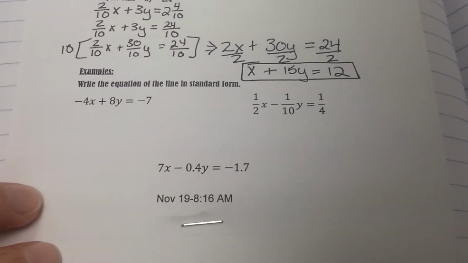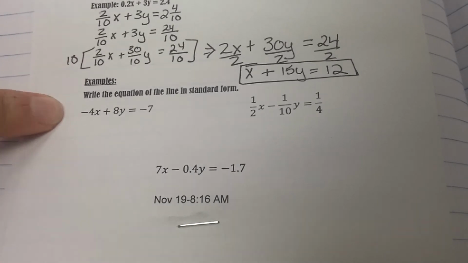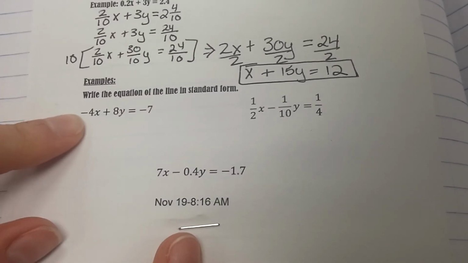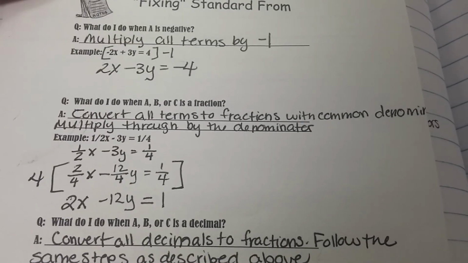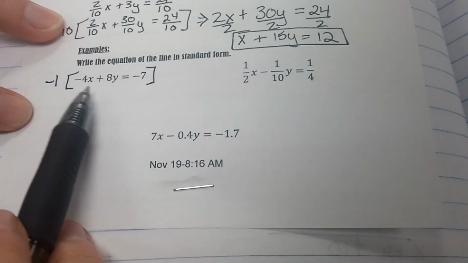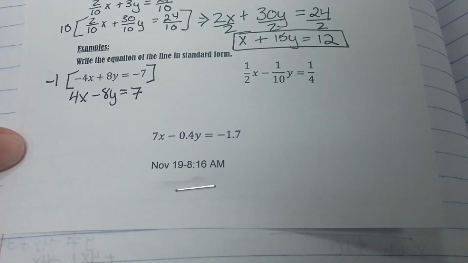All right, example. Write the equation of the line in standard form. So I have negative 4x plus 8y equals negative 7. Problem right now is that I have a negative a. So I can go back up here, refer to my notes. What do I do if I have a negative a? I multiply all terms by negative 1. So I'm going to take this to standard form by multiplying through by a negative 1. Negative 1 times negative 4x is 4x. Negative 1 times positive 8y is a minus 8y. And negative 1 times negative 7 is positive 7. It's a pretty easy fix.